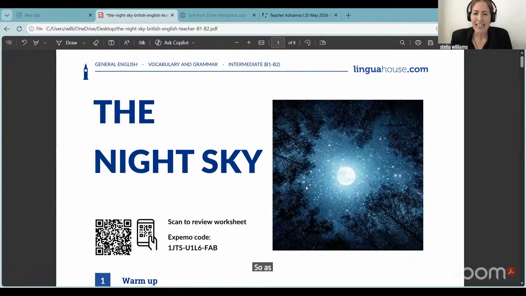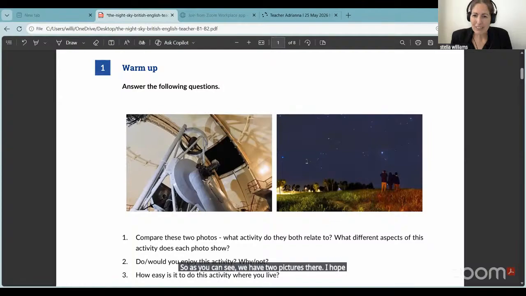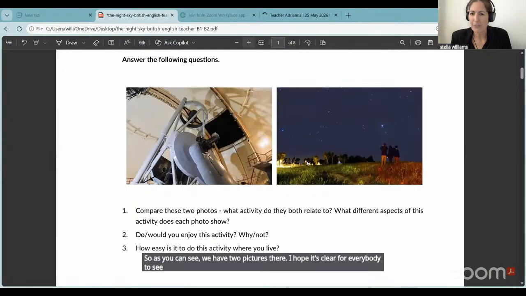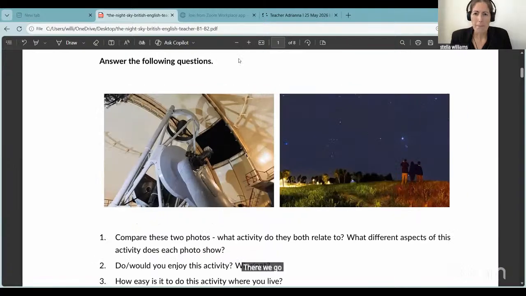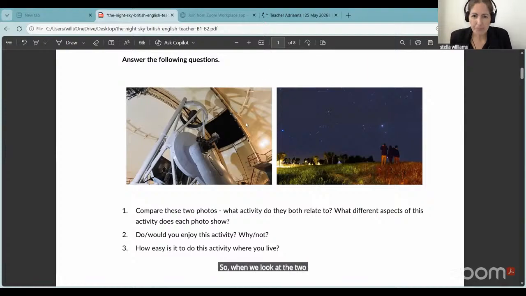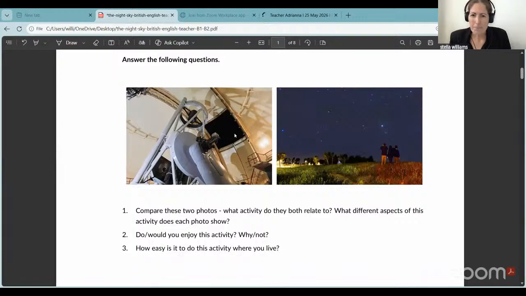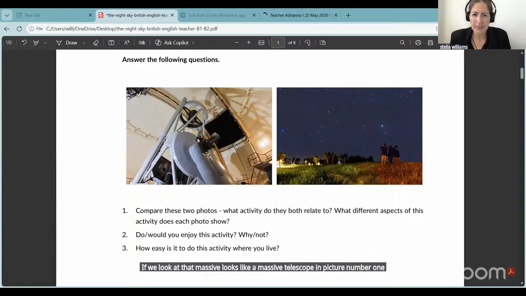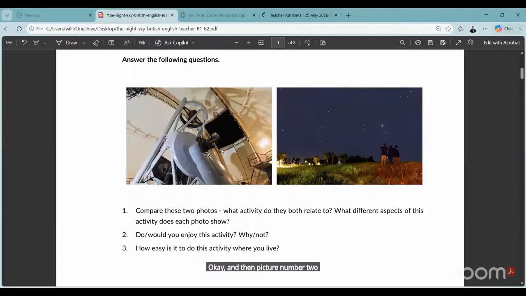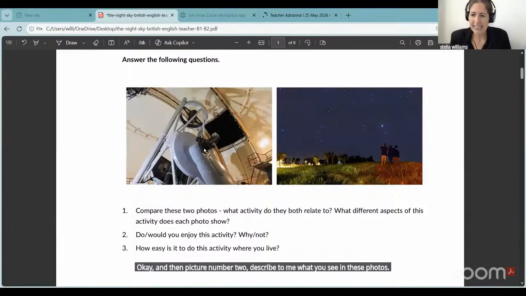So as you can see, we have two pictures there. I hope it's clear for everybody to see. When we look at the two photos, look at photo number 1 and then photo number 2. What activity do they both relate to? It looks like a massive telescope in picture number 1. And then picture number 2. Describe to me what you see in these photos. What do you think it actually relates to if you look at the pictures?